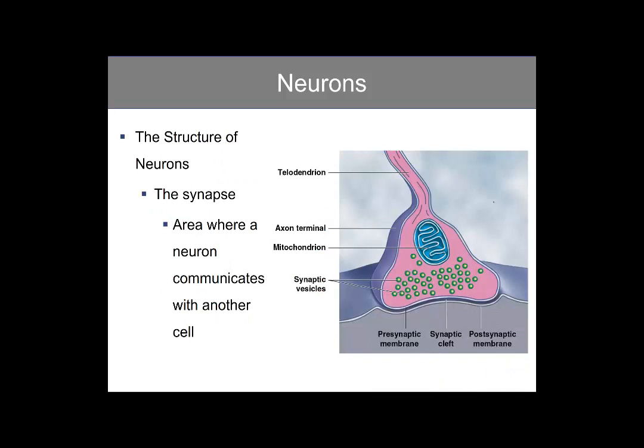The synapse is the junction between the neuron and whatever comes next. In Module 4, we talked about the neuromuscular junction, the junction between the neuron and the skeletal muscle fiber. But those two components constitute the synapse. This is an area where a neuron communicates with another cell.